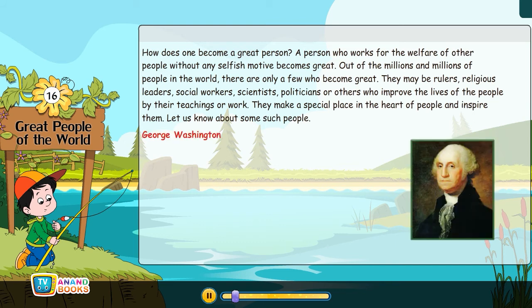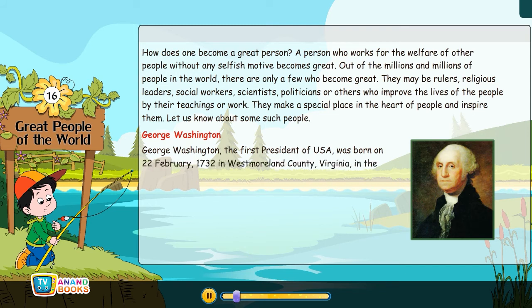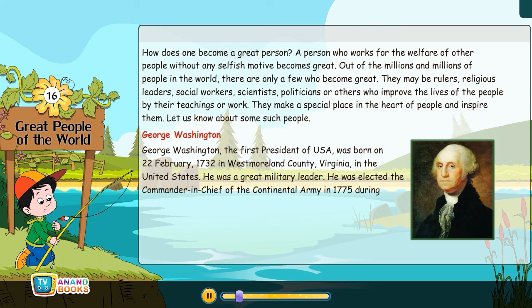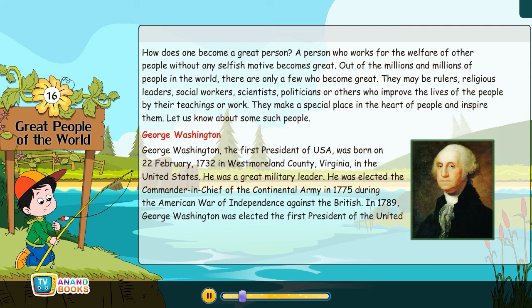George Washington. George Washington, the first president of USA, was born on 22nd February 1732 in Westmoreland County, Virginia, in the United States. He was a great military leader. He was elected the Commander-in-Chief of the Continental Army in 1775 during the American War of Independence against the British. In 1789, George Washington was elected the first President of the United States.